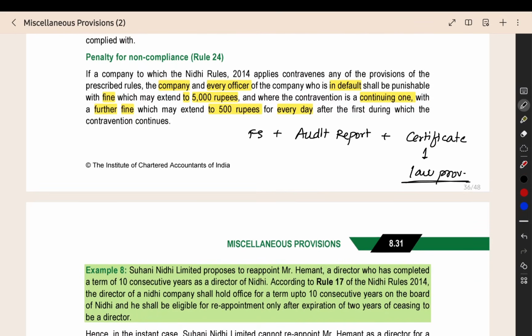Now, that certificate you are getting, right. If there is any non-compliance, if you did not follow certain rules, that also they should specify. What rules specifically you did not follow, that also should be mentioned in the certificate.